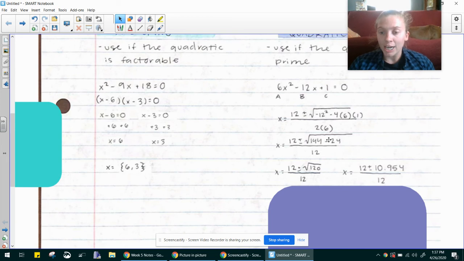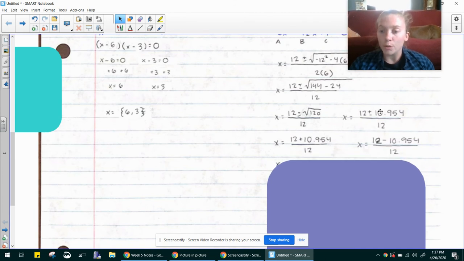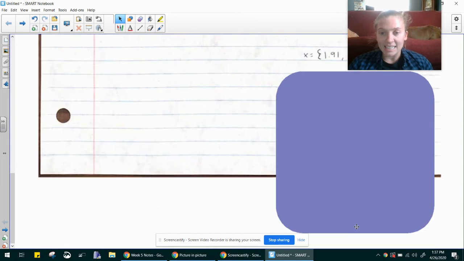Then we're going to subtract or add inside that square root sign. So 144 minus 24 is 120. So x equals 12 plus or minus the square root of 120 over 12. The square root of 120 is 10.954. From there, we're going to make two equations, one with a plus, one with a minus. That takes care of this plus or minus at this step, and then we'll simplify. 12 plus 10.954 over 12 is 1.91. 12 minus 10.954 over 12 is 0.09. And these are our two values of x.